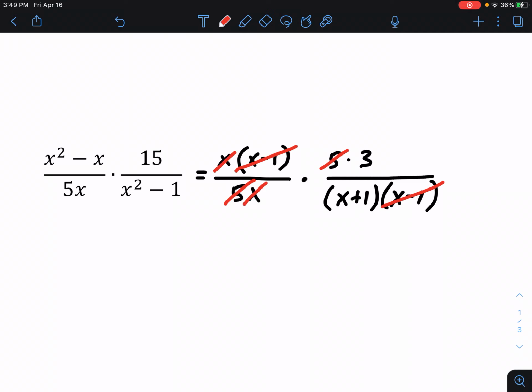And you'll see I was crossing over from one fraction to the other. The 5s were in different fractions. The x minus 1 were in different fractions. That's perfectly fine. As long as it's multiplication, we can do that. If this symbol in here was plus or minus, we could not eliminate from different fractions.